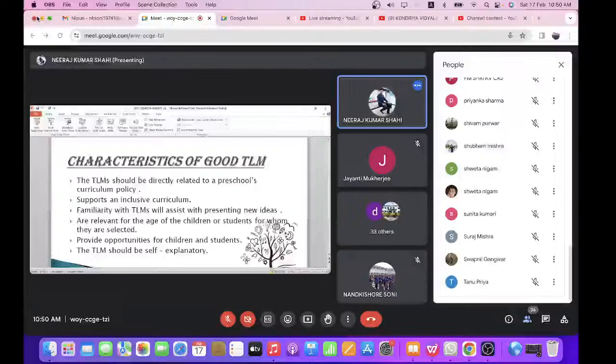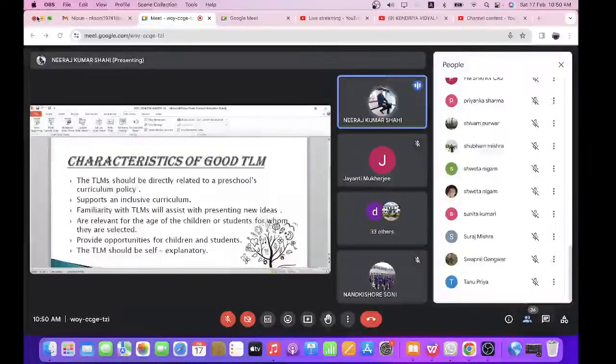They should be basic, so that for every age group of the children and students we are showing, they should be relevant for them. And the last point is about the characteristics of a good TLM. We should also provide the opportunity for the children and students to make their own TLM, and whatever we are making, they should know how to handle it, how to use it.